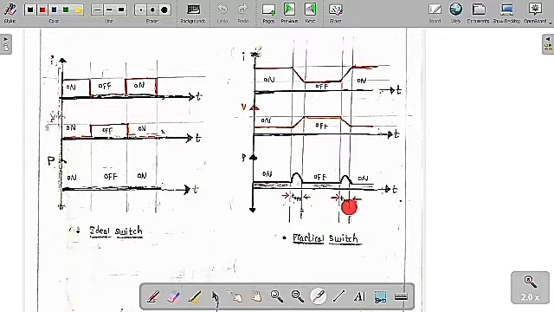When you are switching on, the current is going to increase and the voltage drop is going to decrease. While switching off, the current is going to decay, whereas the voltage drop across it is going to increase. So these are the characteristics of a practical switch, and these are the characteristics of an ideal switch.